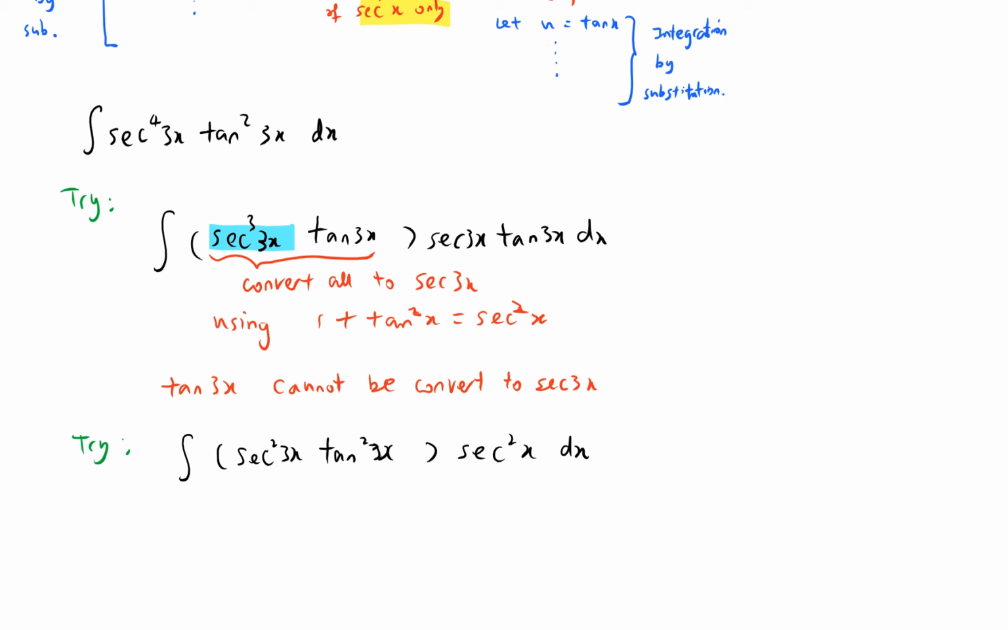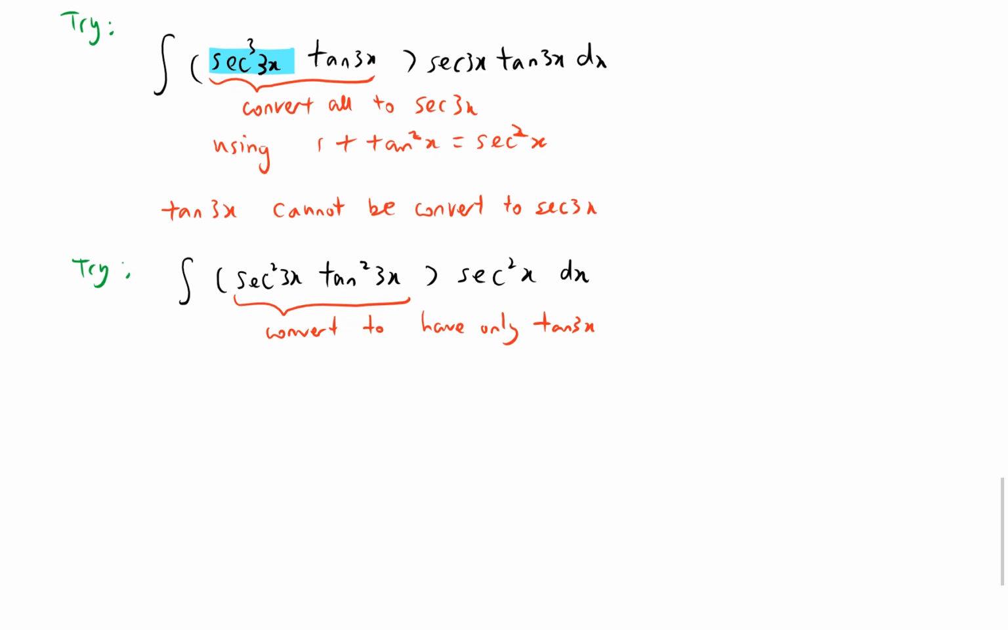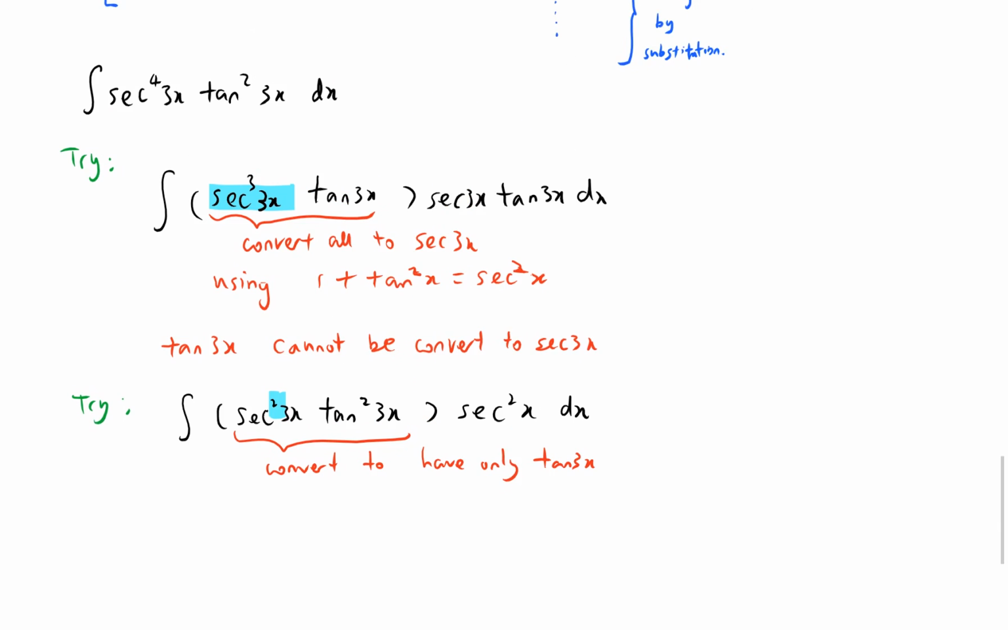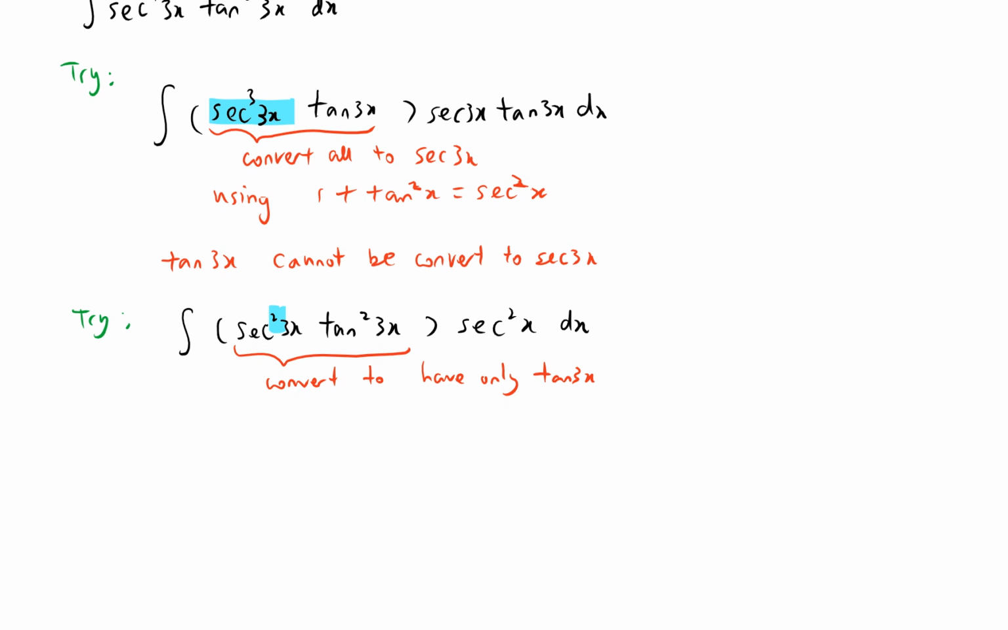Now what's our objective? The objective is to have only tangent 3x, which is possible because there's a square. See, there's a square that can be converted, right? Because of the identity, this one has a square. So using the identity, we can write, so equals integrate.